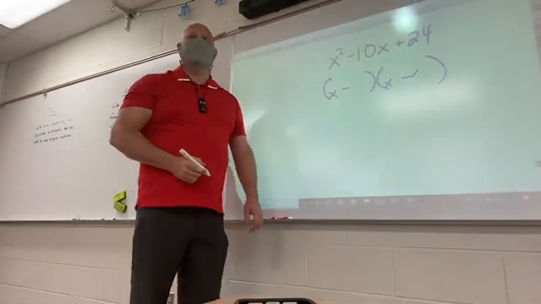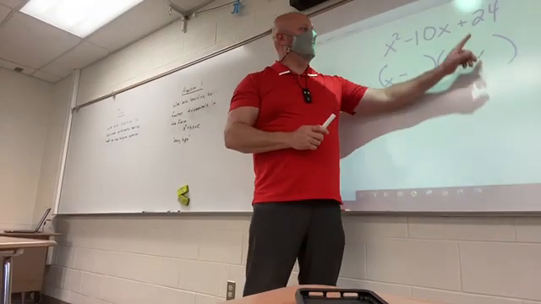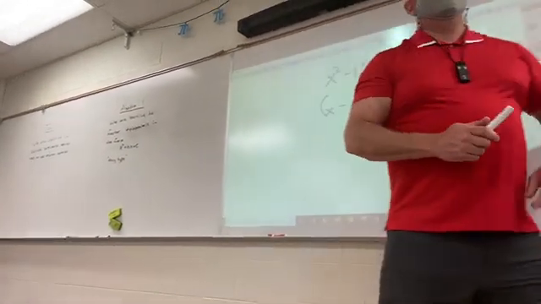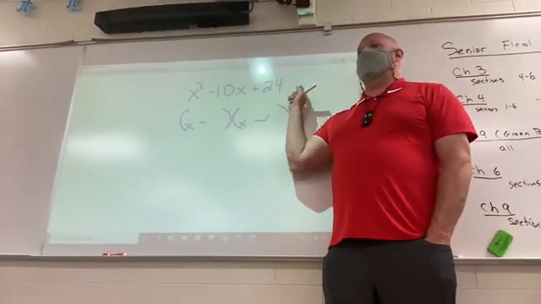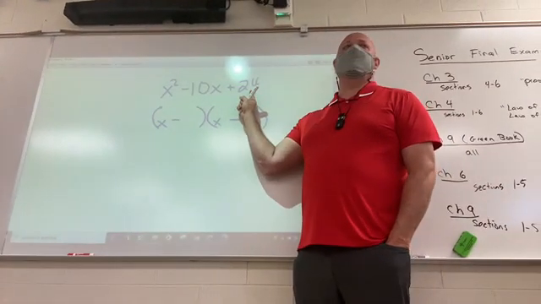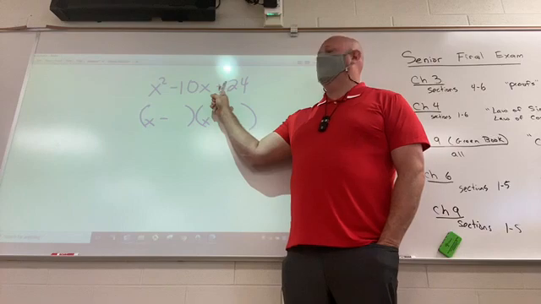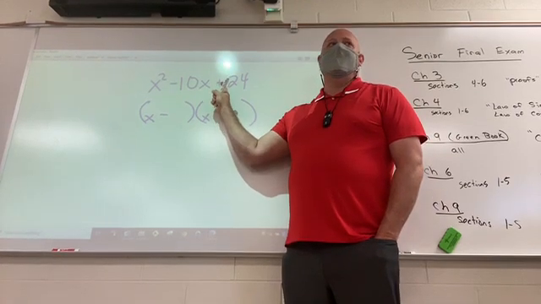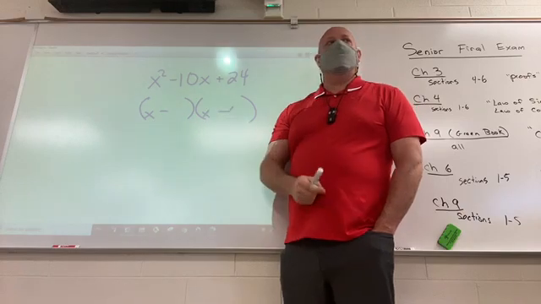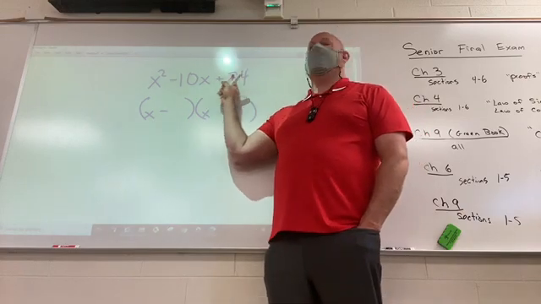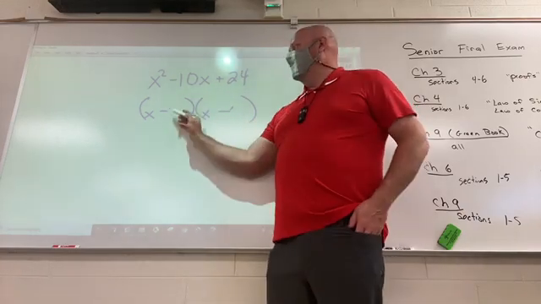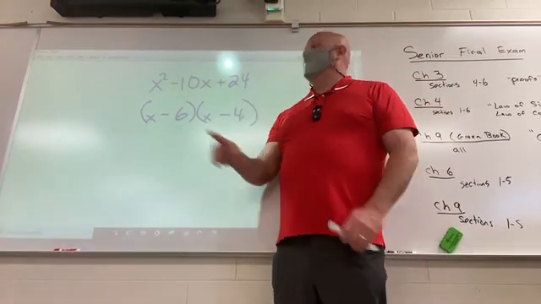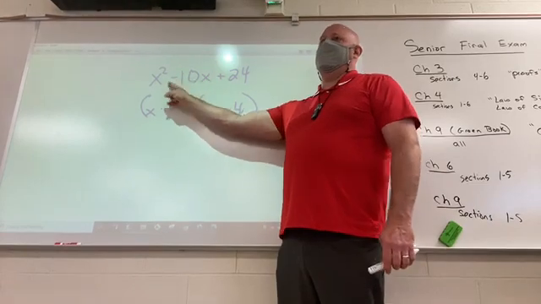What am I looking for here? Two numbers that multiply to 24. I always read them this way. I'm looking for two numbers that multiply to 24. This sign right here will tell me I'm adding or subtracting. I have to add up to 10. What are two numbers that multiply to 24 and add up to 10? 6 and 4. Done. Because my signs have to be the same, and they're both negative.